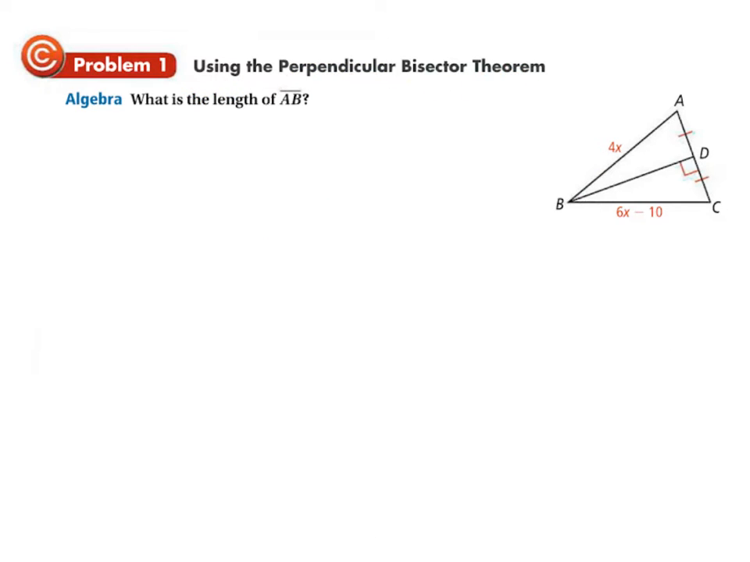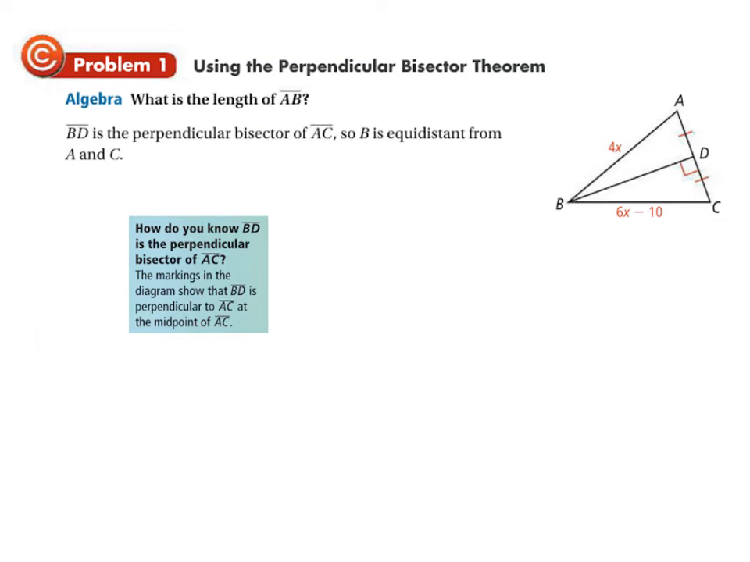Okay, so if we're going to apply this now to this problem, what do we get? What is the length of side AB? Well, because it is a perpendicular bisector, we know that AB is congruent to CB, and therefore we can set these equal to each other and solve. Yep. How do we know that it is a perpendicular bisector? We see all of the markings. We see those 90-degree angles. We see that that is an equal length of that, okay?